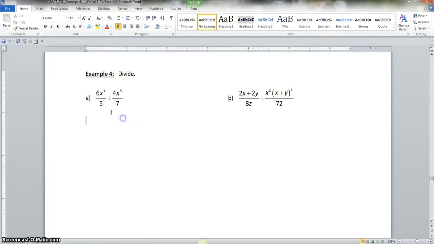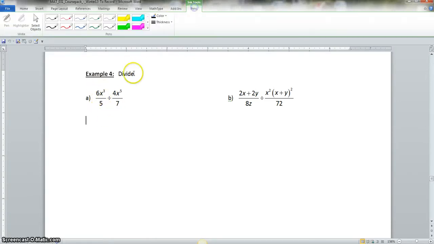Okay, class, picking up where we left off, we have 6x to the third over 5 divided by 4x to the fifth over 7. So we wrote 6x to the third over 5. Division becomes multiplication, and we take the reciprocal of this fraction.